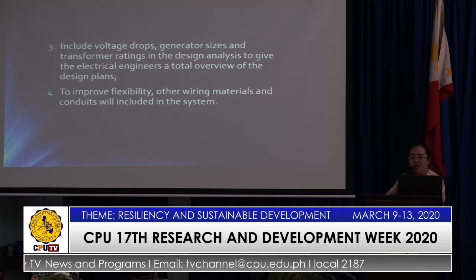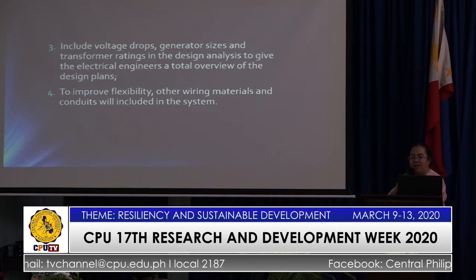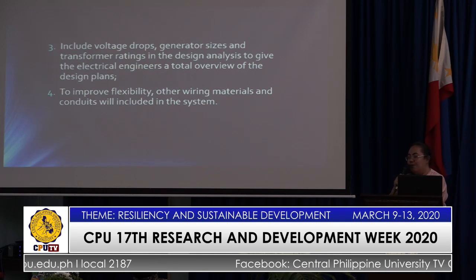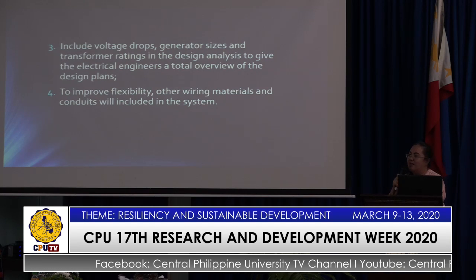And number four, include voltage drops, generator sizes, and transformer ratings in the design analysis to give the electrical engineers a total overview of the design plans. And number four, to improve flexibility, other wiring materials and conduits will be included in the system.